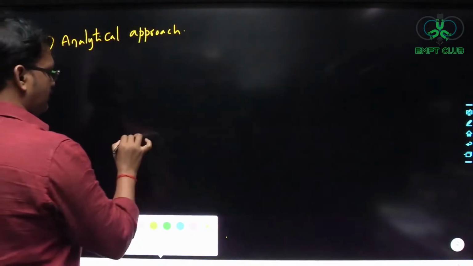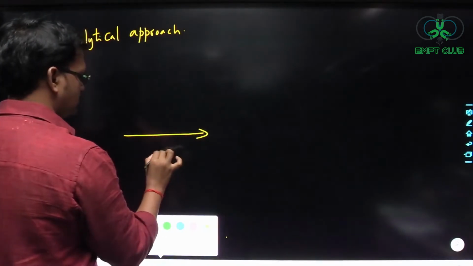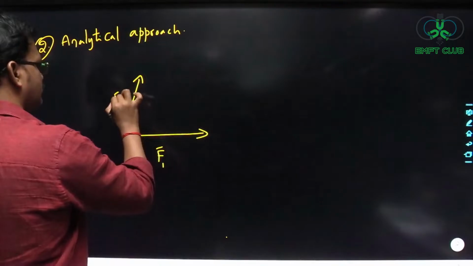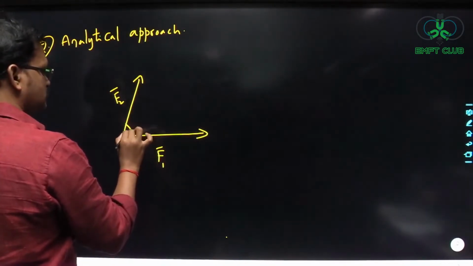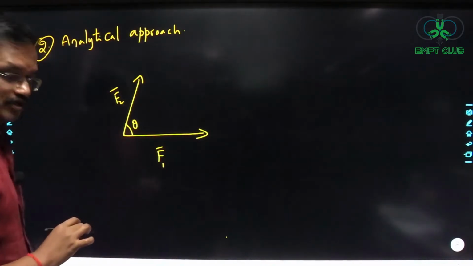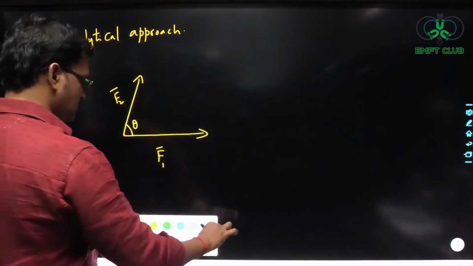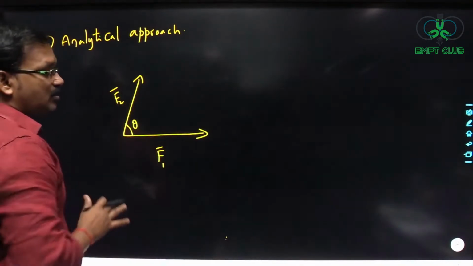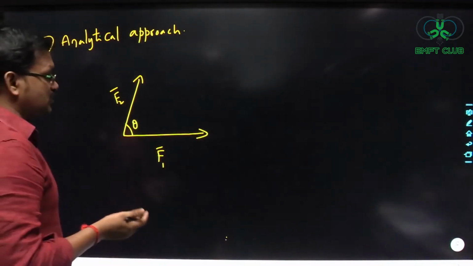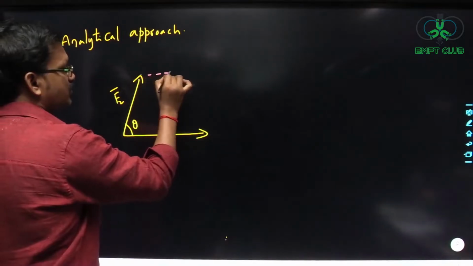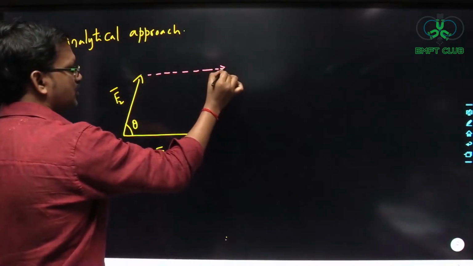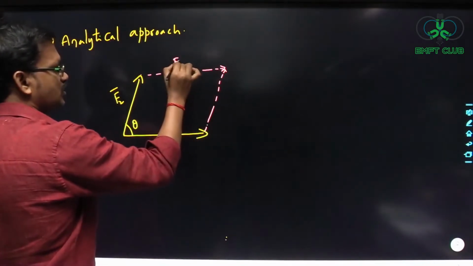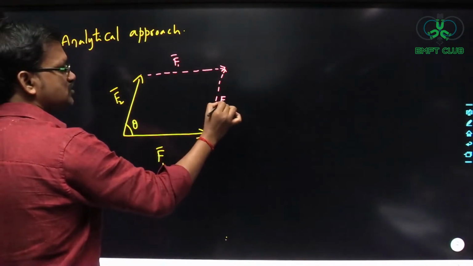Suppose I have a vector, let us say this is f1 bar, and here I have another vector, let us say f2 bar. The angle between these two is theta. Now what is the resultant force direction here? If you want to determine the resultant force direction, you can apply the parallelogram law of forces. So just draw a line parallel to f1 bar and a line parallel to f2 bar. This is f1 bar and this is f2 bar.